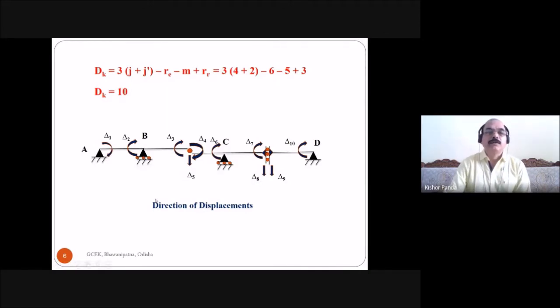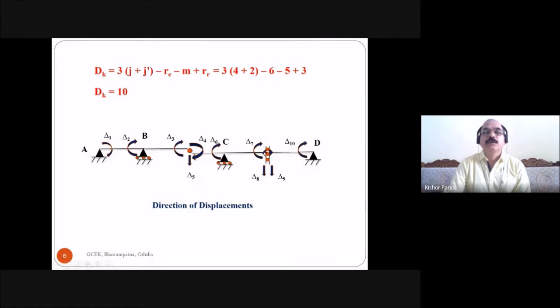And then you give the direction of displacement. Here you see this is a hinge support. There is no vertical displacement. Only rotational displacement takes place. So you have to give the rotational displacement at the joint. And here also there is no vertical displacement, only rotational displacement. Here you see, rotational displacement for this member and for this member, and one vertical displacement at the internal hinge. Here there is no vertical displacement, only rotational displacement takes place here.